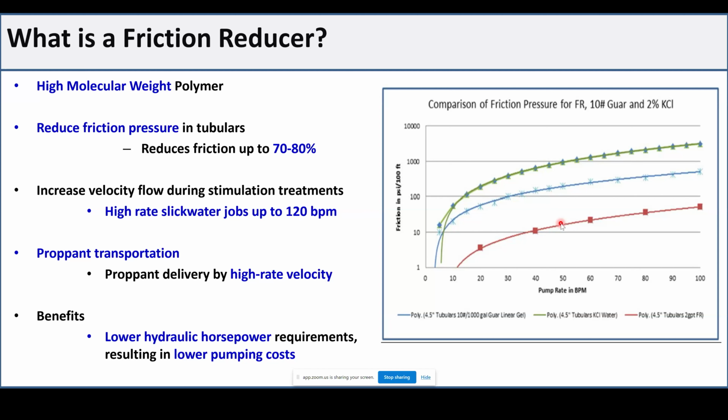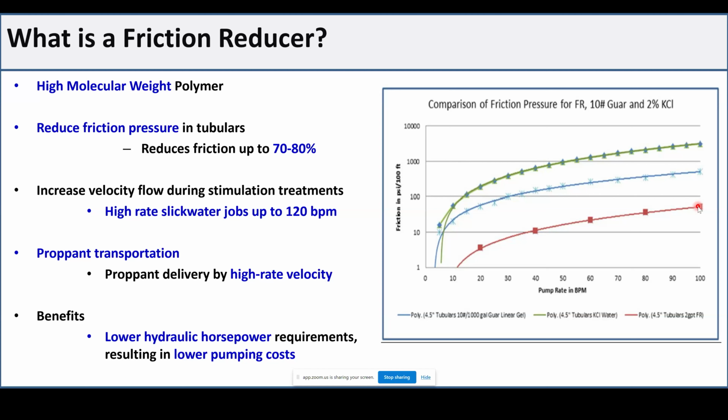It allows us to increase the velocity during stimulation. So you can start with some sort of a rate, but with time, actually, you can go to a really high rate if it's possible. Usually, we try to reach the rate as fast as we can. So if you have a lower friction pressure, you can bring your maximum rate as much higher as you can. And the rate is really critical for slick water, because right now you are transmitting the proppant not by viscosity, but by velocity. So the higher the velocity, the better proppant placement, the better frac you are creating.